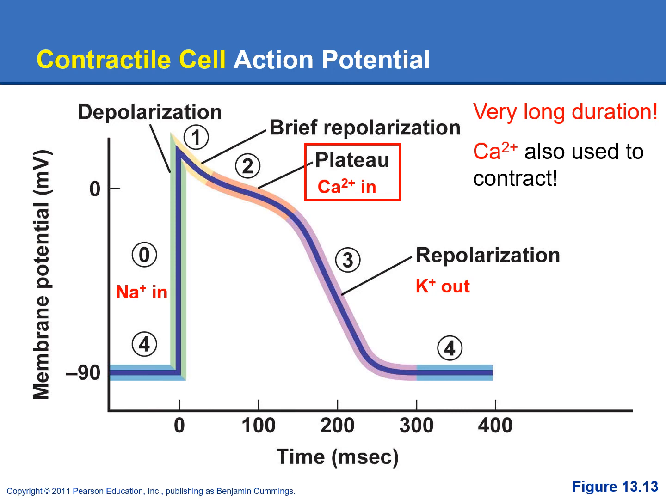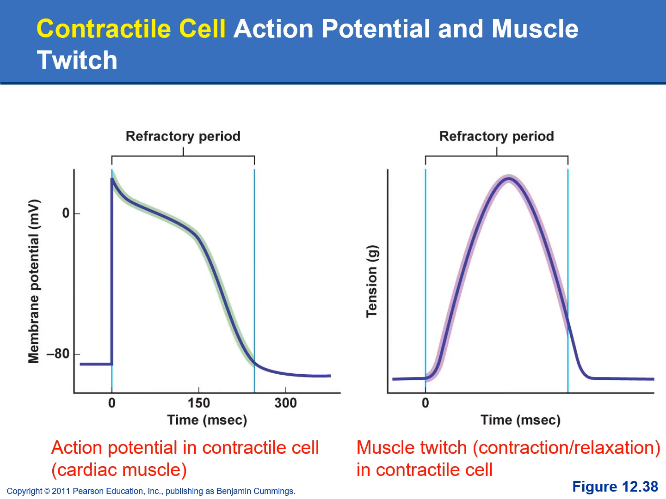And then this is just our picture from the book. And this is just to point out that the action potential that is occurring in these contractile cells and the cardiac muscle cells are really long.